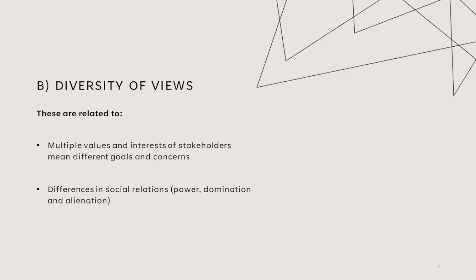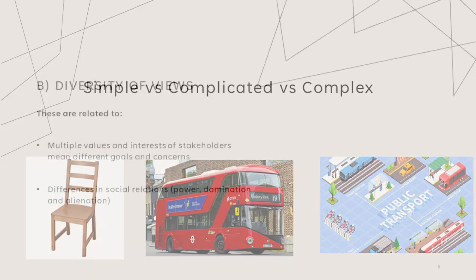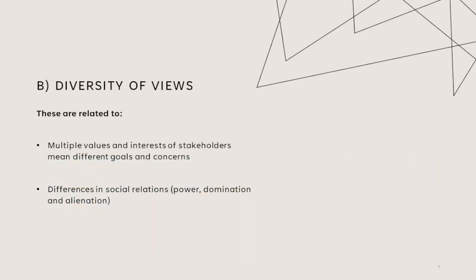So if you go back to the problems we talked about just before, designing a public transport system would involve a more diverse number of stakeholders compared to designing a bus or a chair, which could be more straightforward. And that problem is considered complex because it will involve a diversity of views of different stakeholders, of different power relations, domination and alienation, different goals, different values, and so on.